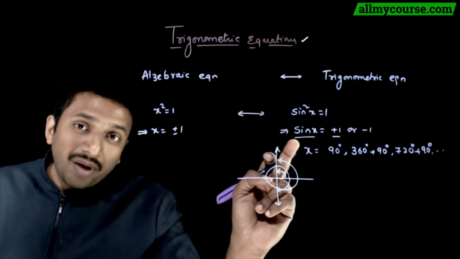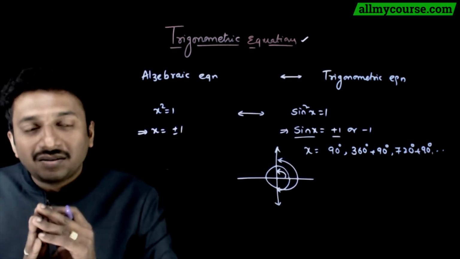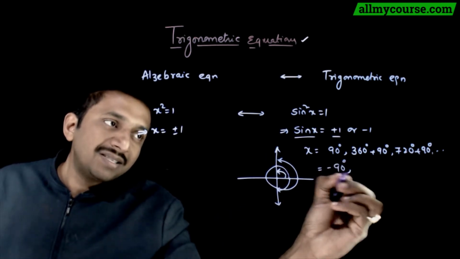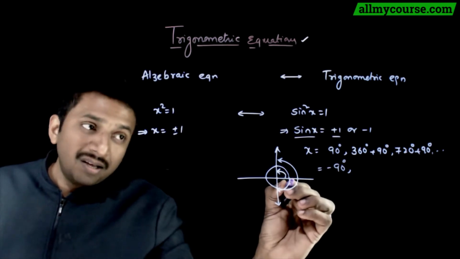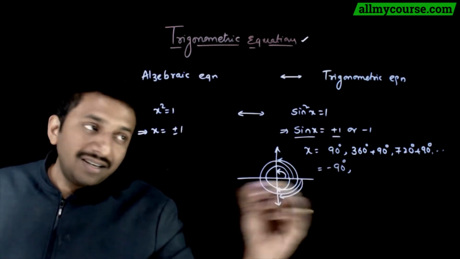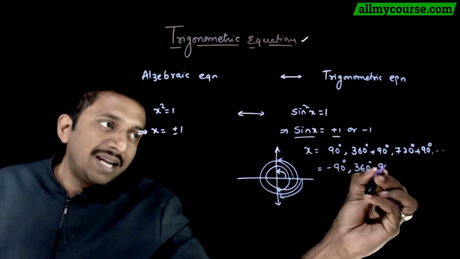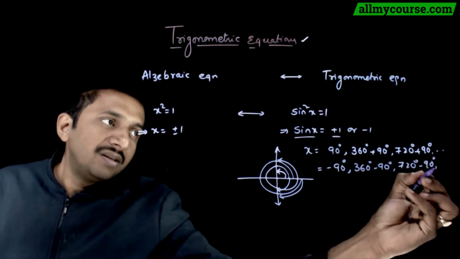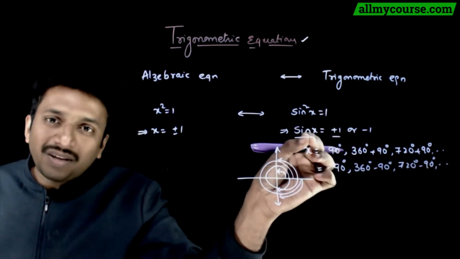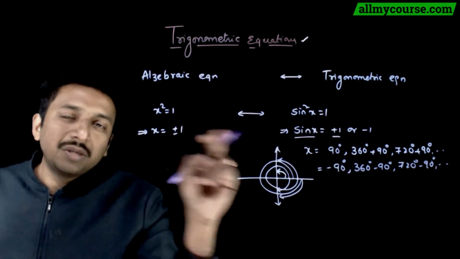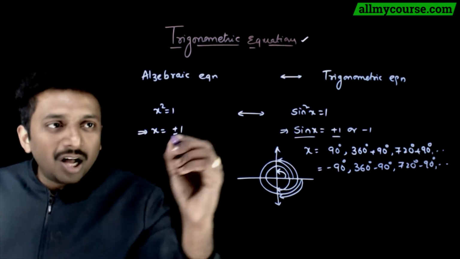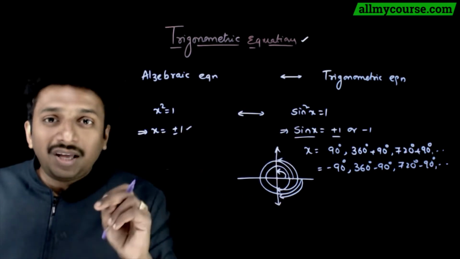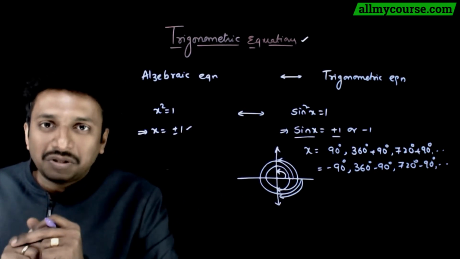Now, for what values of x will sin x be equal to minus 1? So sin x will be equal to minus 1 for this position, right? So x can be equal to minus 90 degrees, or 1 rotation and then minus 90 degrees, that is 360 degrees minus 90 degrees, 2 rotations minus 90 degrees, 720 degrees minus 90 degrees, and so on. So these are the values of x which are possible. So do you see the difference between algebraic equation and trigonometric equation? Algebraic equations usually have a finite number of solutions, and trigonometric equations usually have an infinite number of solutions.